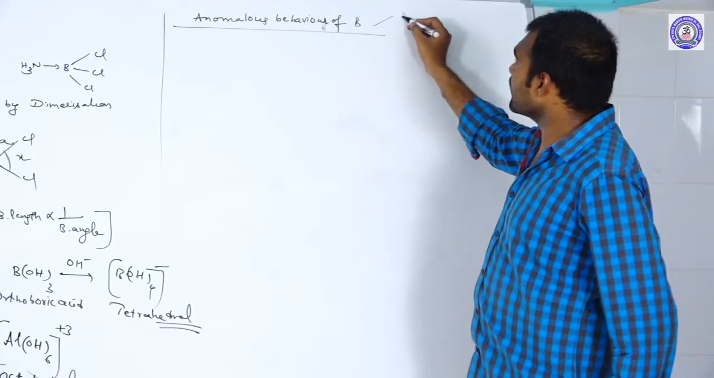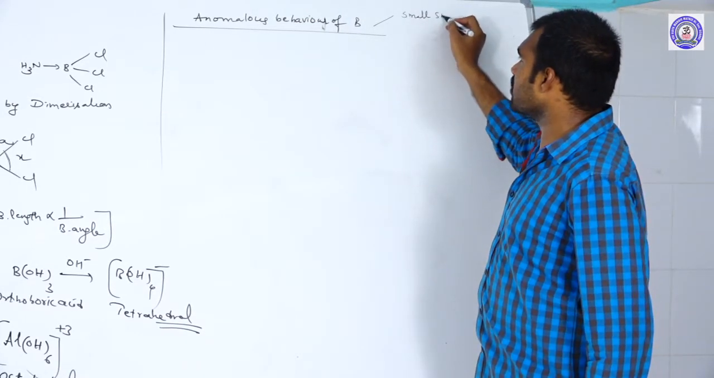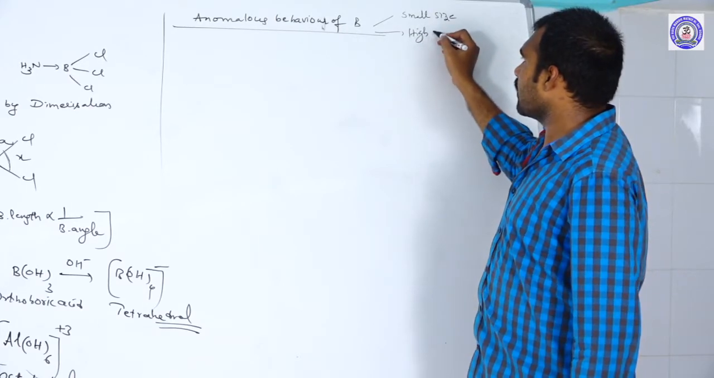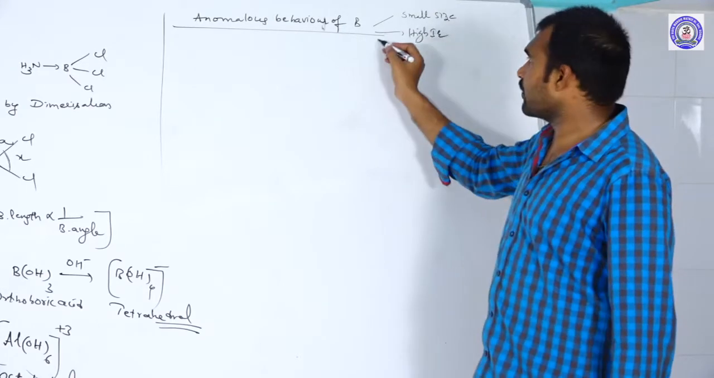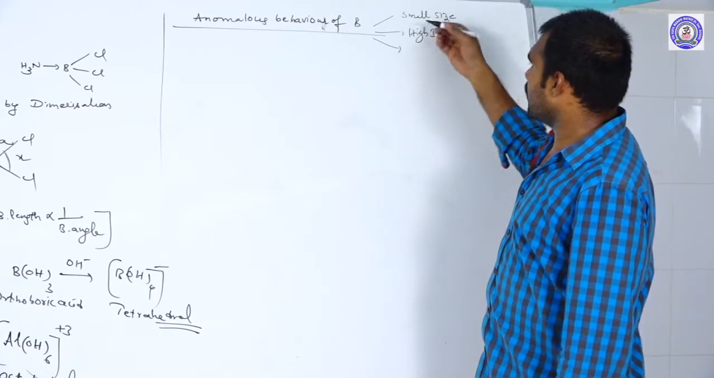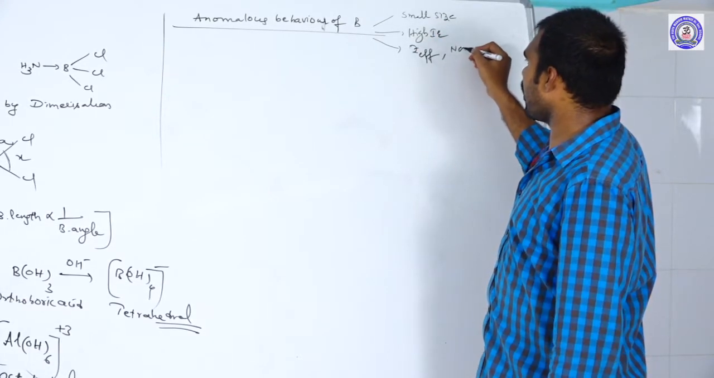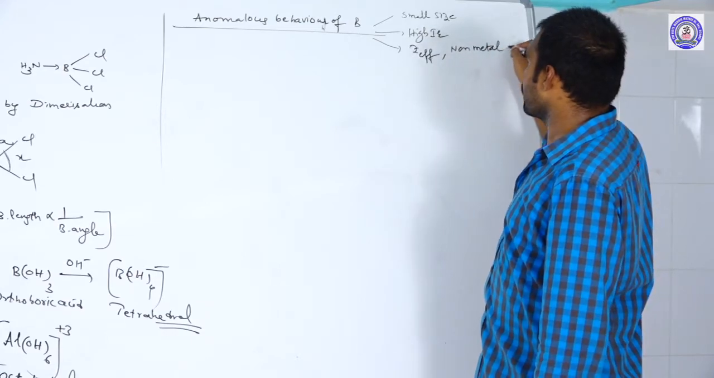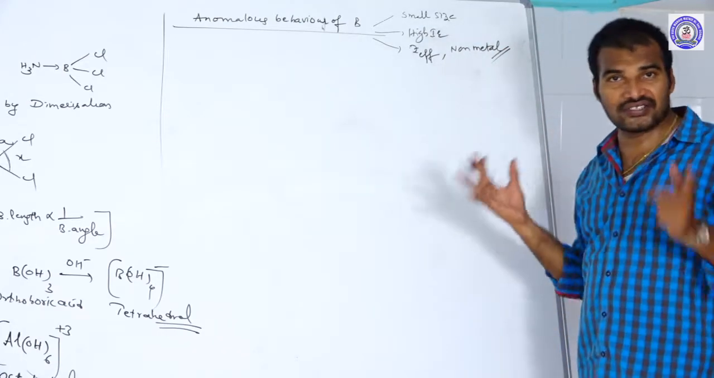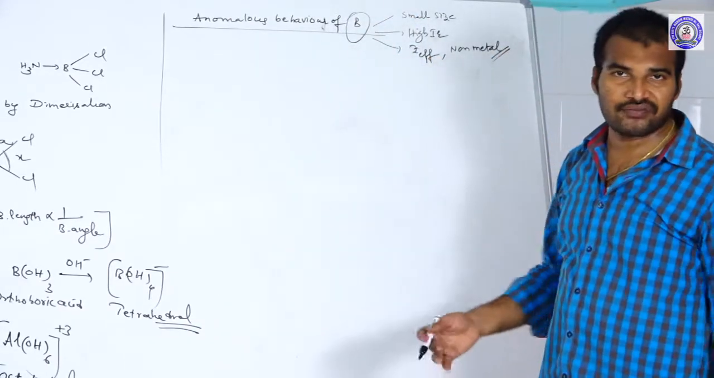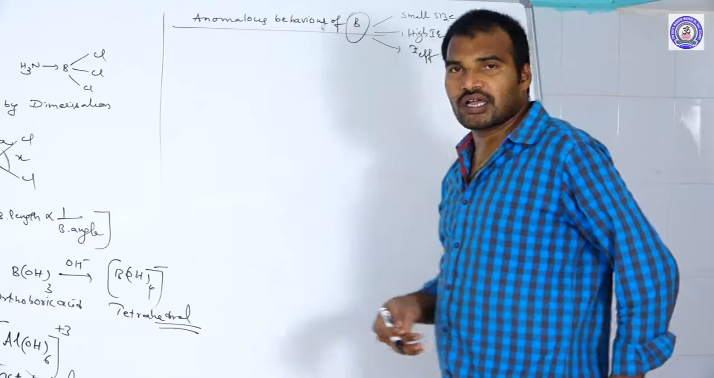Because boron is small in size, because of its high ionization energy, its high effective nuclear charge, and its non-metallic nature. Because of all these reasons, boron shows some differences, anomalous behavior, from the other group members. What are those anomalous behaviors?